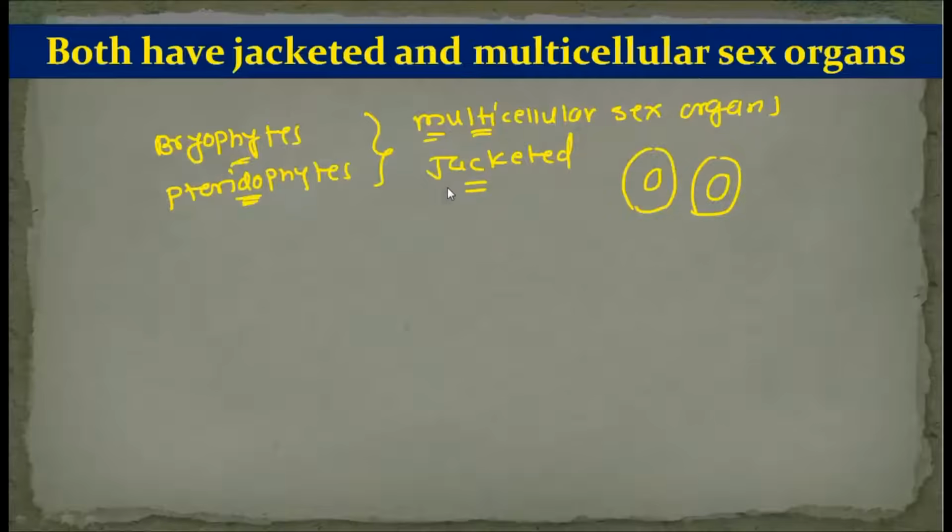All right. So the sex organs in bryophytes and pteridophytes are multicellular and jacketed. You should remember that in both, the sex organs are firstly multicellular and second they have a jacket around them. That is why jacketed. All right. So this is the third similarity between the bryophytes and pteridophytes.